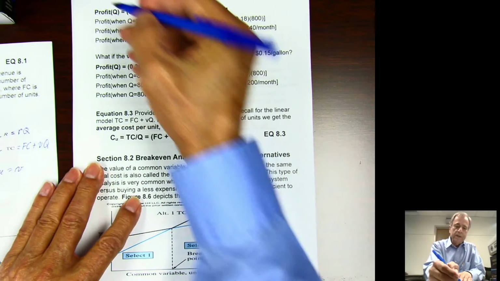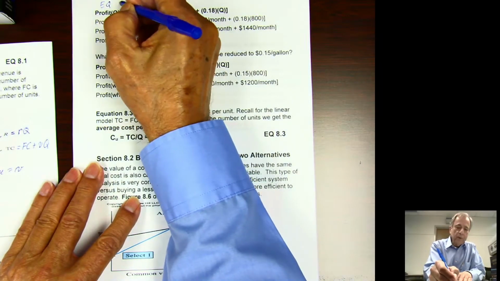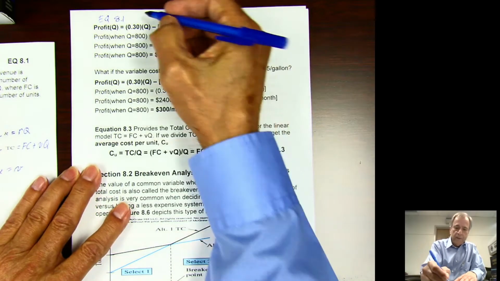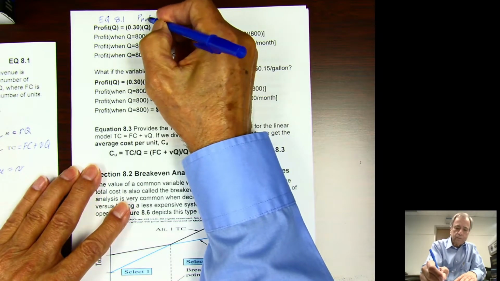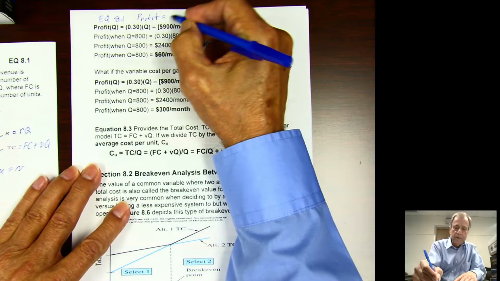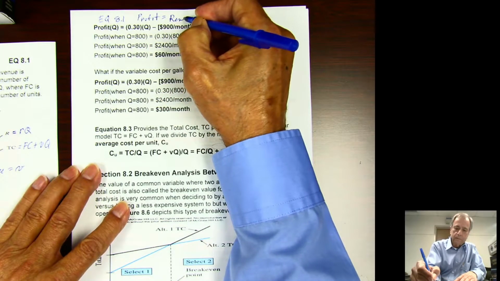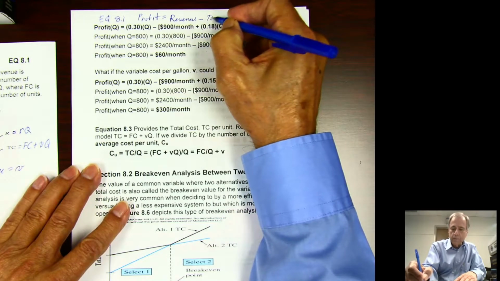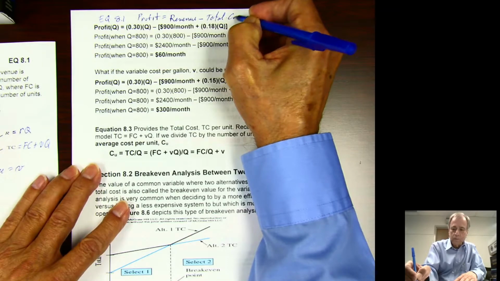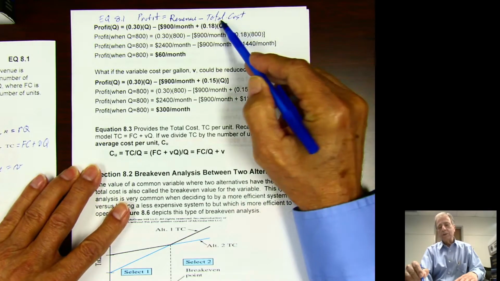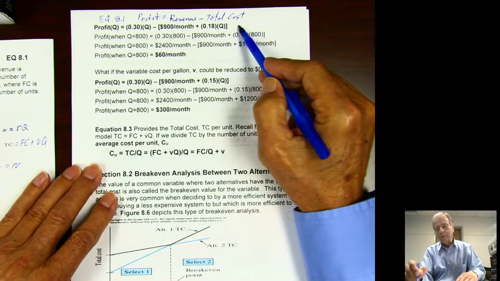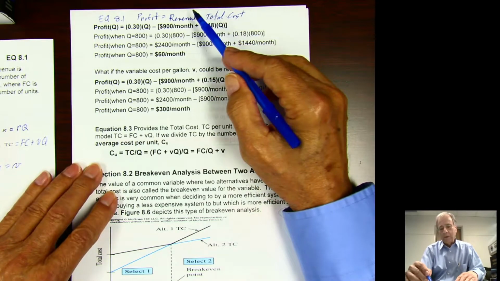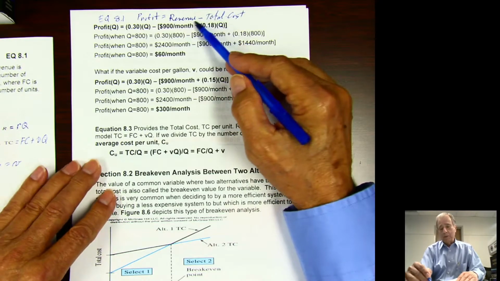Remember from equation 8.1, the profit equals revenue minus total cost. And remember, total cost is fixed cost plus the variable cost per unit times the number of units. The revenue is simply the revenue per unit times the number of units.